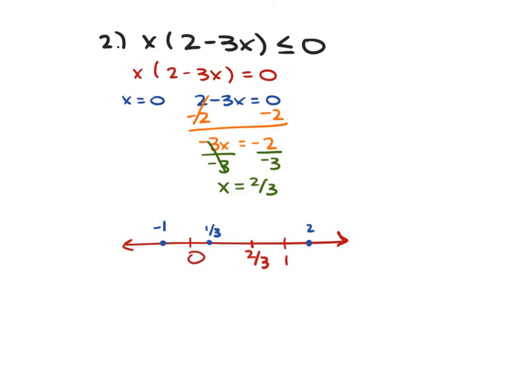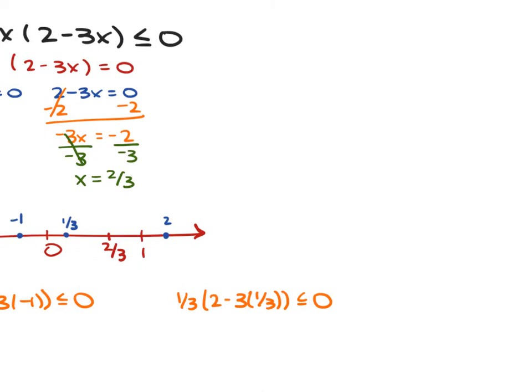Starting with the -1. I would have -1 times 2 minus 3 times -1 is less than or equal to 0. Then for the 1/3, I would have 1/3 times 2 minus 3 times 1/3 is less than or equal to 0. And then for the 2, I would just have 2 times 2 minus 3 times 2 is less than or equal to 0.